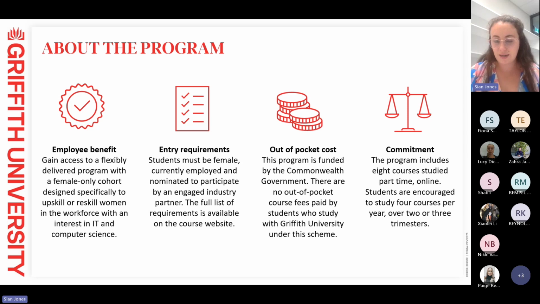So the program is part-time. We encourage students to study 4 courses per year, and how you do those 4 courses is entirely up to the student. So whether you do 3 trimesters a year, one and 2 courses, for example, or whether you smash out 2 courses across 2 trimesters, it's entirely up to you as the student how that flexibility works with your life-work balance and what's most suitable for you. If that level of commitment is a barrier for you in terms of participating in the program, please reach out to have a conversation with us, as we do want this program to be as accessible as possible.